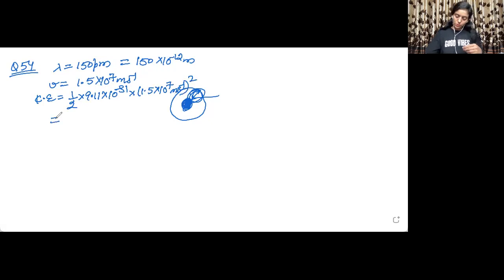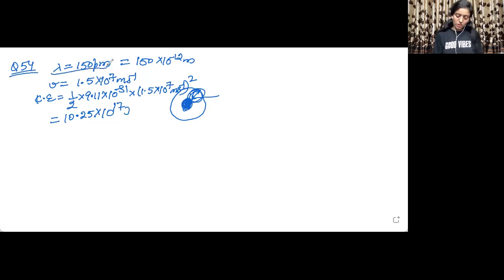So it will be equal to 9.11 divided by 2 multiplied by 1.5 square. So it is coming out to be equal to 10.25 into 10 raised to the power, here it will be 14. So 31 minus 31 plus 14, 10 raised to the power 17 joule. So this will be the kinetic energy.